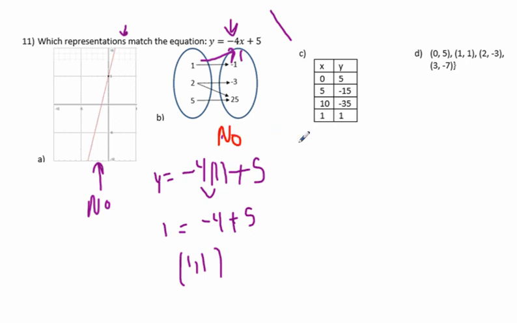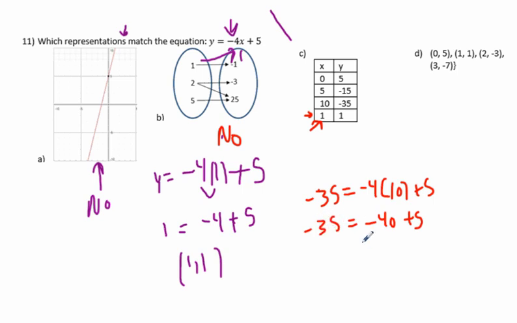But this is kind of promising, 1, 1 right here. Okay, we know that this one's true. We have to check the other ones. Let's plug in the point 10 and see if we get negative 35. So is negative 35, if I substitute that for y, equal to negative 4 times 10 plus 5? Negative 4 times 10 is negative 40 plus 5. Is that equal to negative 35? It turns out that it is, because when you add negatives and positives, you subtract and keep the sign of the greater number. So negative 35 equals negative 35. So yes, this one's good too.